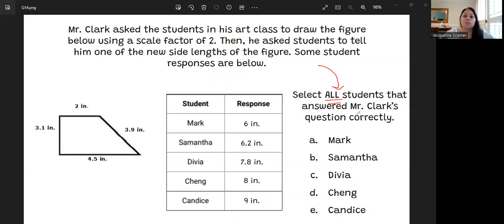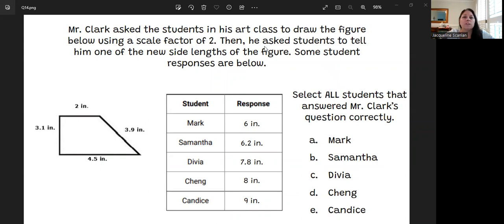So we know this is a multiple answer choice question. We can give 1, 2, or all 5 of these students might have done it right. So this becomes really challenging. We need to do the math carefully, right? And what is that math? Well, let's go back up to the problem and read it again.